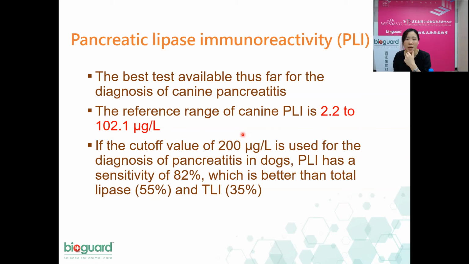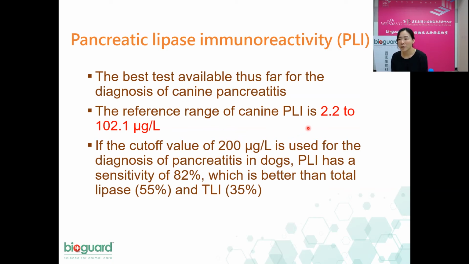I just mentioned that lipase is produced not only in the pancreas, it is also produced in other organs such as the liver and the duodenum. But this assay uses antibodies that specifically recognize lipase from the pancreas. So that is why this assay is somehow more powerful than other assays for diagnosing pancreatitis.